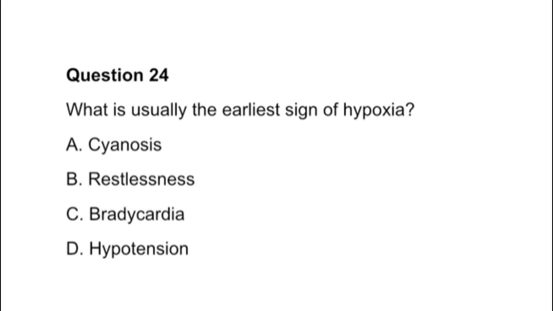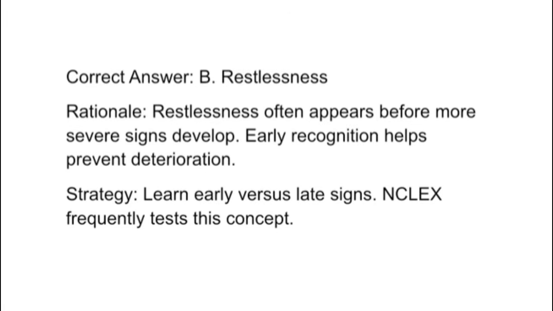Question 24. What is usually the earliest sign of hypoxia? A. Cyanosis. B. Restlessness. C. Bradycardia. D. Hypotension. Correct answer: B. Restlessness. Rationale: restlessness often appears before more severe signs develop.